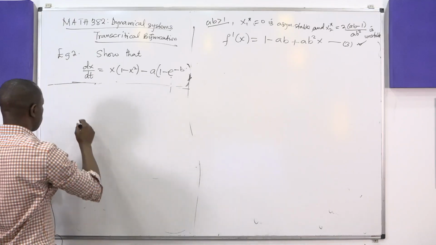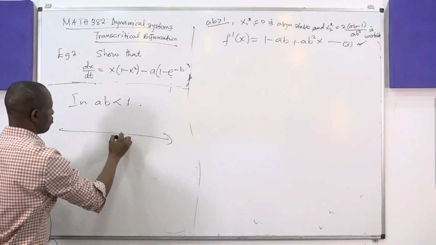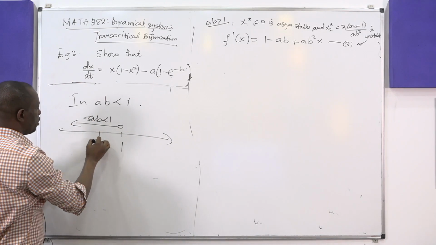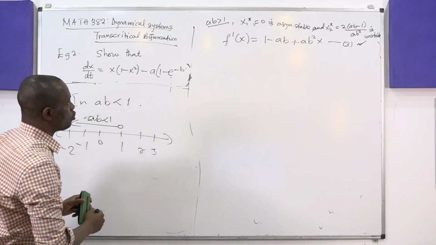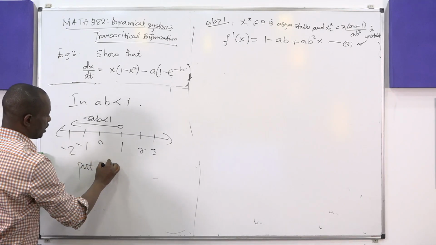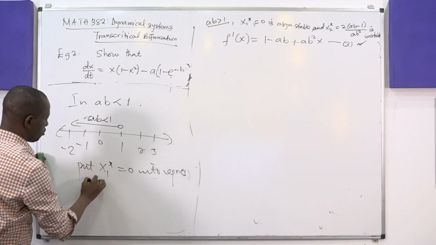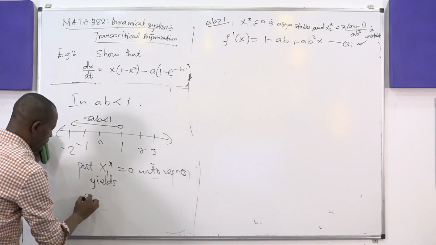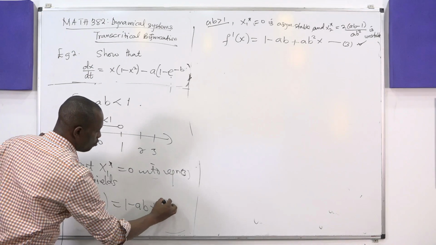So in the region AB less than 1, that's this one. AB less than 1, 0, minus 1, 2, 3, minus 2. So our f of x, putting x1 star equal to 0 into equation 3 yields, is that okay? F prime at 0 is 1 minus AB plus AB squared times 0.